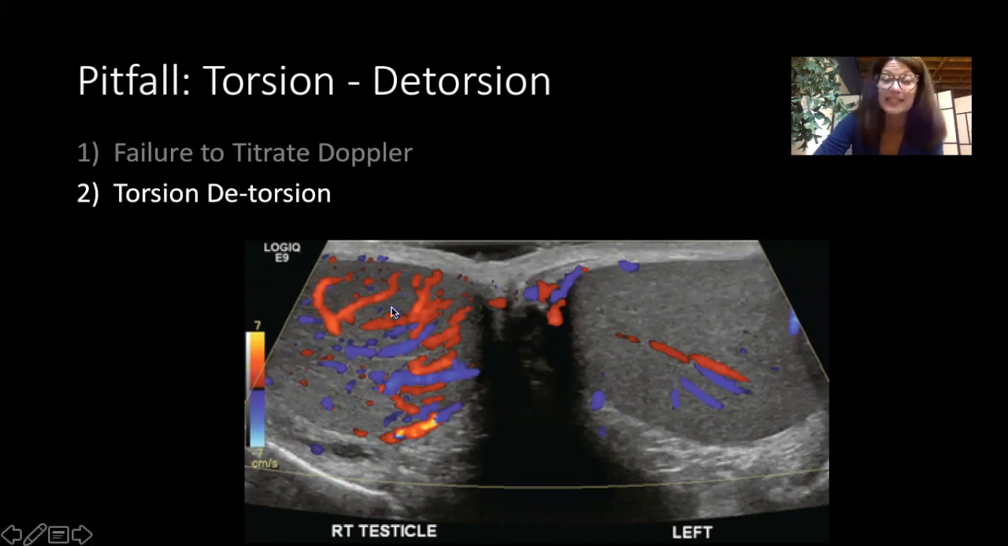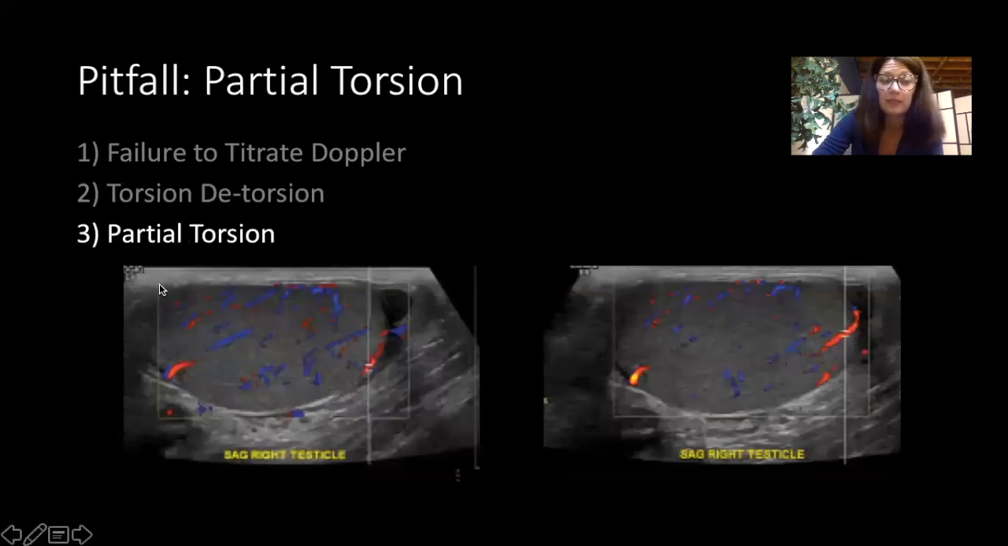Orchitis can look exactly like this sonographically, but it will be differentiated by the clinical picture, where with orchitis, they're going to have ongoing pain. And then finally, torsion is on a spectrum. So complete torsion is 360-degree twisting of the testicle, but you can get partial torsion where you're seeing only decreased flow and not complete absence.